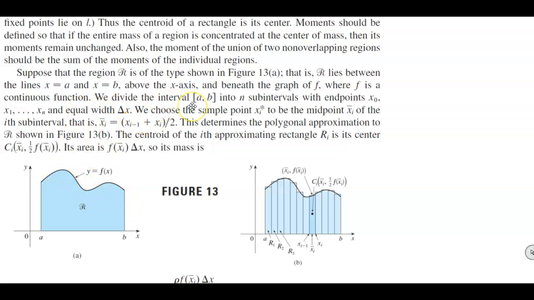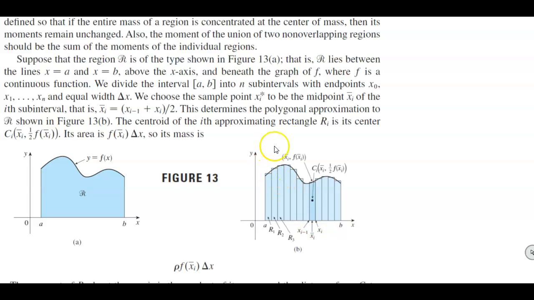Now we divide the interval [a, b] into n subintervals with endpoints x subscript 0 through x subscript n, of equal width delta x. We choose the sample point x bar subscript i to be the midpoint of that subinterval, that is, x subscript i minus 1 plus x subscript i, divided by 2. This determines the polygonal approximation to the region shown in figure 13b.